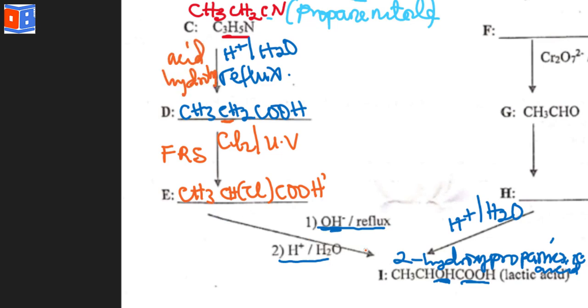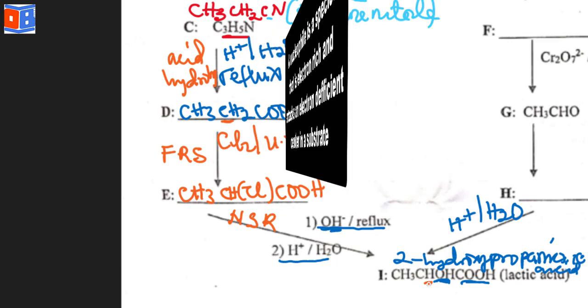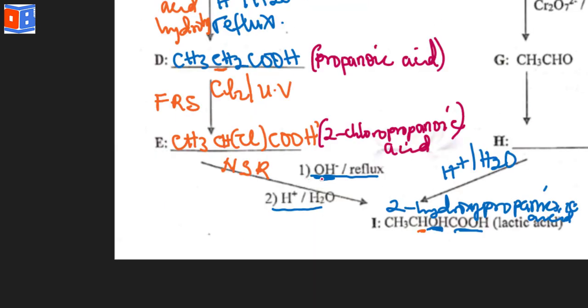Now this reaction where the OH is replacing is called nucleophilic substitution reaction, because the OH group is a nucleophile that comes and replaces the chlorine to give rise to 2-hydroxy propanoic acid. The solvent that is used here in this reaction is water. That's why we give rise to a hydroxy compound, and it is nucleophilic substitution reaction. That is basically what we have all the way from C to I.